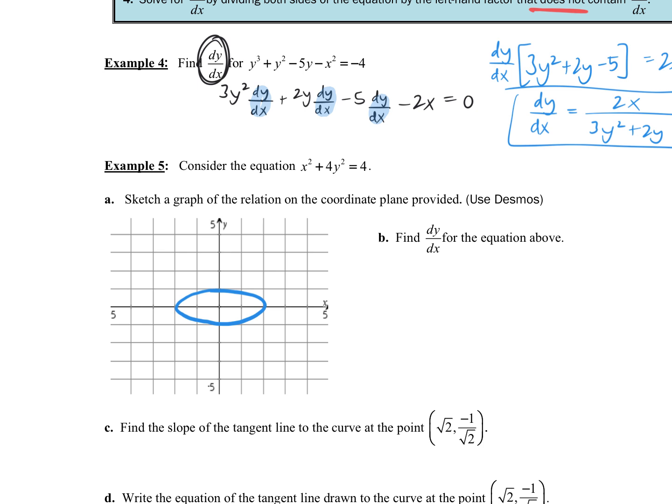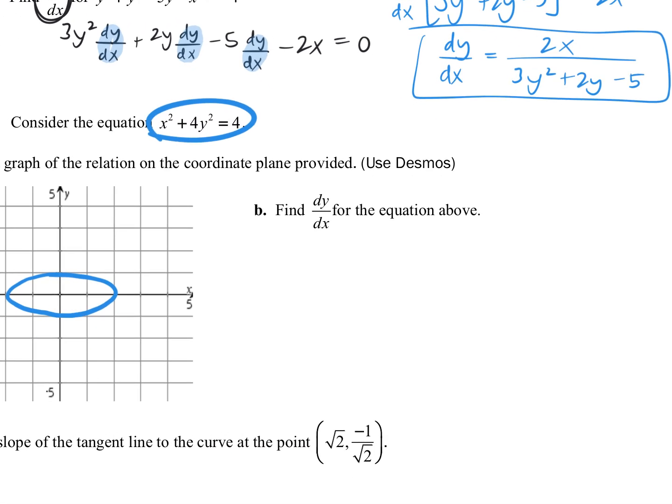So a lot of this implicit differentiation is used for things that are not just one line, like a curve or a parabola. Think things that are not one-to-one, or not functions. A circle is not a function because it does not pass what? The vertical line test, right? So I want to find the derivative of this equation right here with respect to x. Can you guys do that?